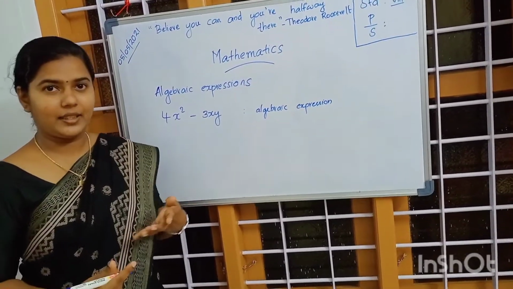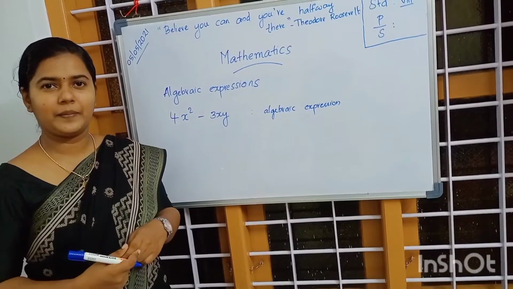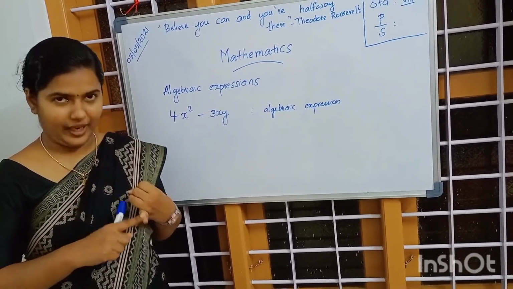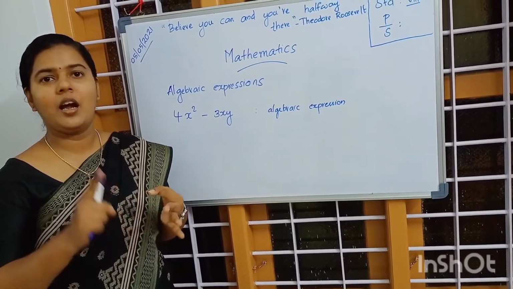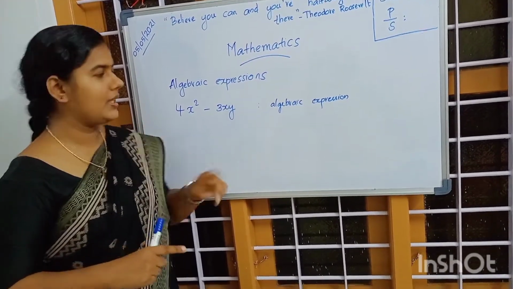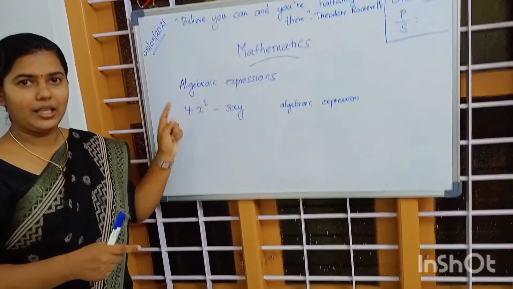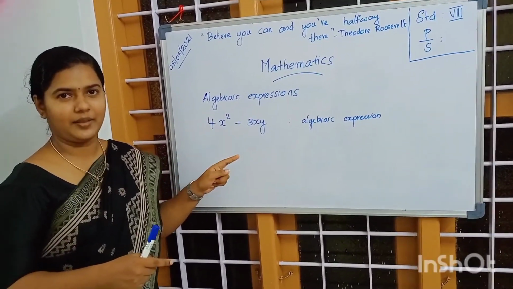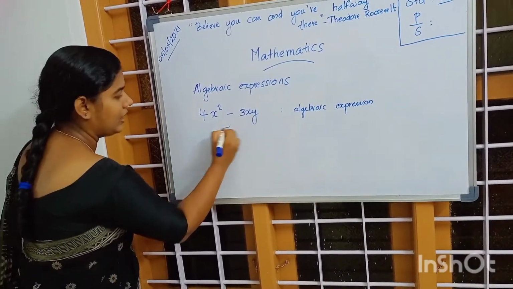What are the other terms that you have learned in relation with algebraic expression? Yes, you have learned factors, then terms, then coefficient. The three terms, right? So, by looking at this algebraic expression, can you tell me how many terms are there? Yes, there are two terms. And which are they?